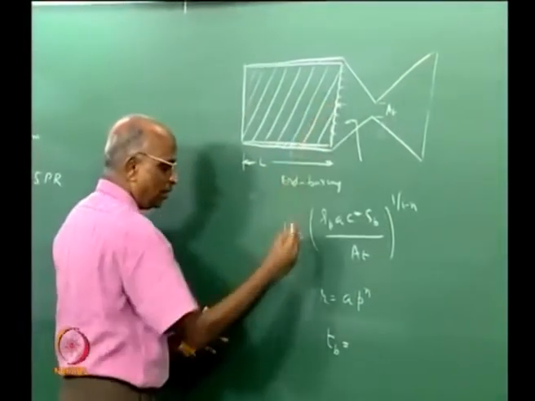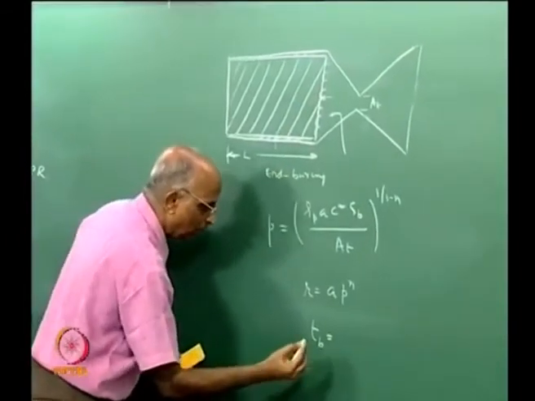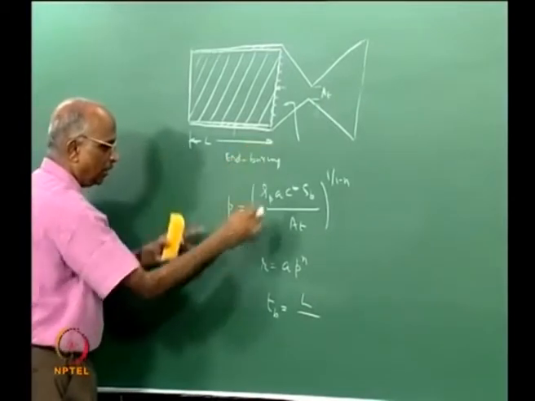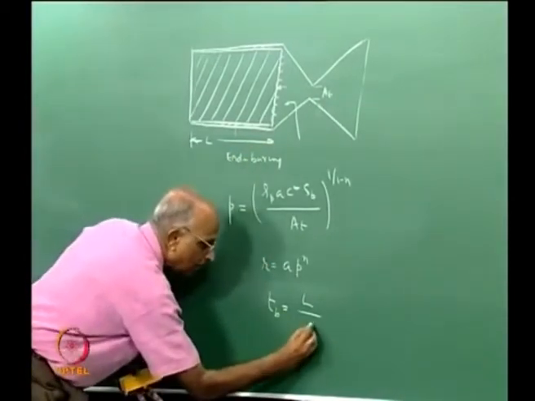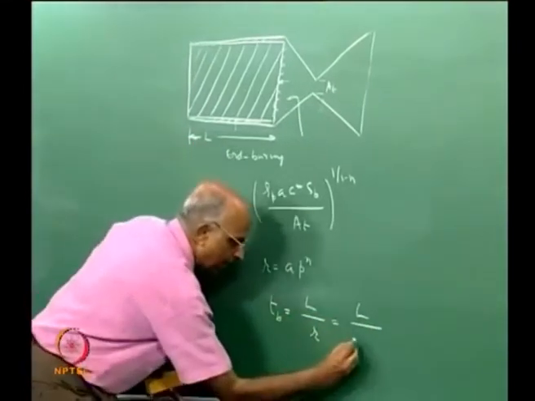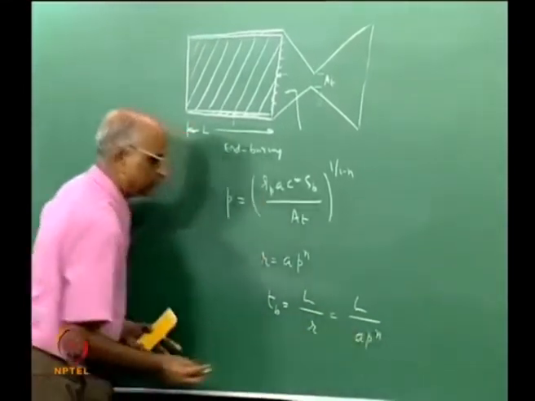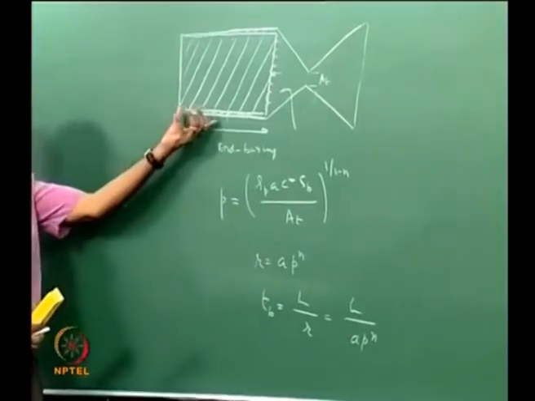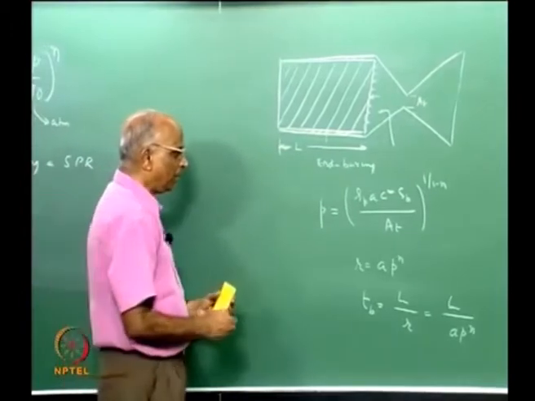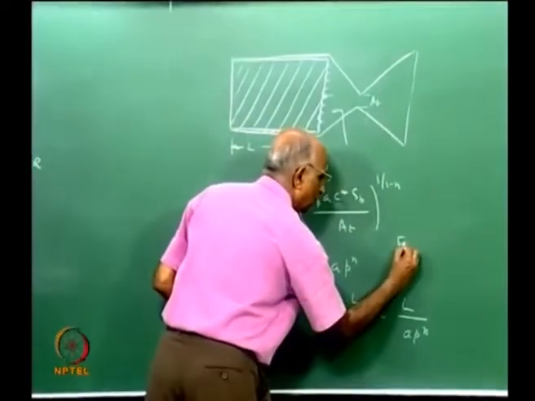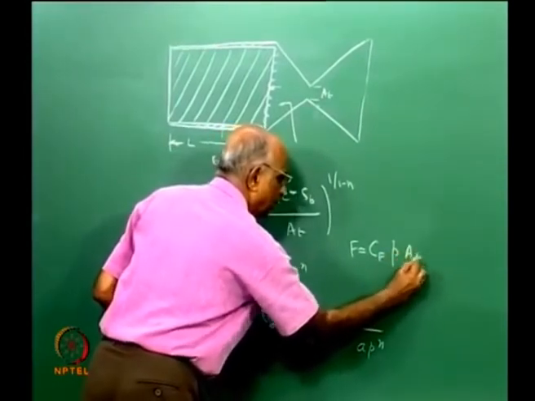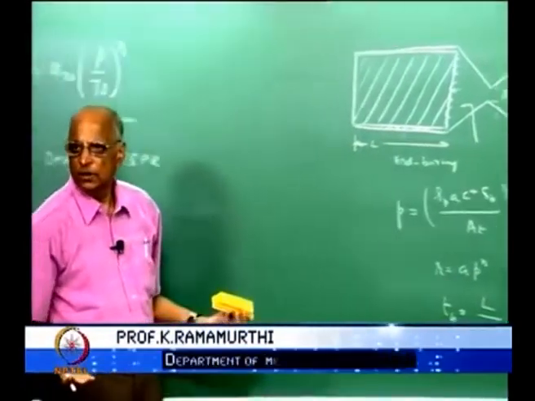because S b is a constant, P is a constant, and therefore, t b is equal to the length of the grain divided by the burn rate r, which is equal to L divided by a p to the power n. That means for the thrust developed by this particular rocket, I know the value of pressure, and the thrust developed is equal to Cf p into At, right.